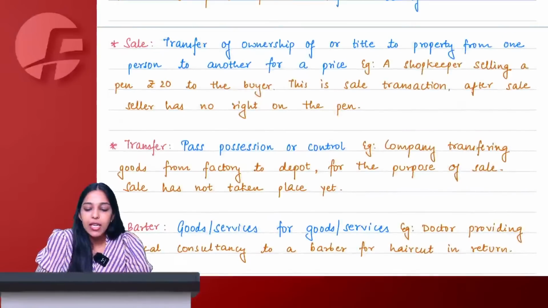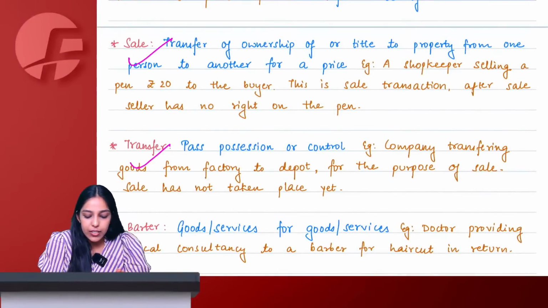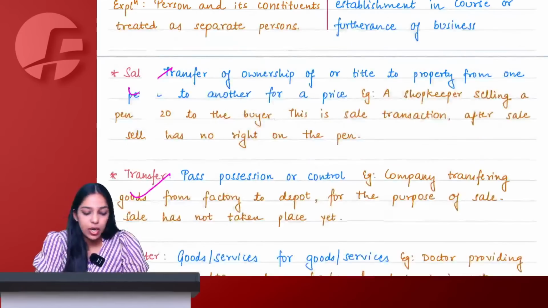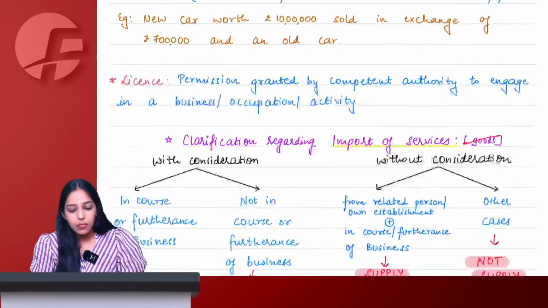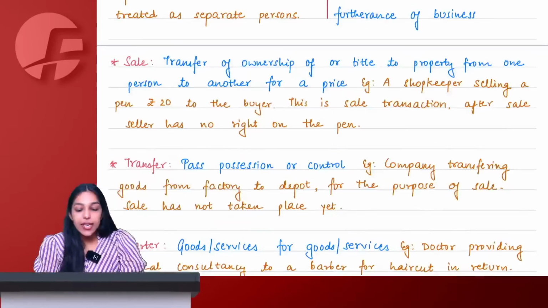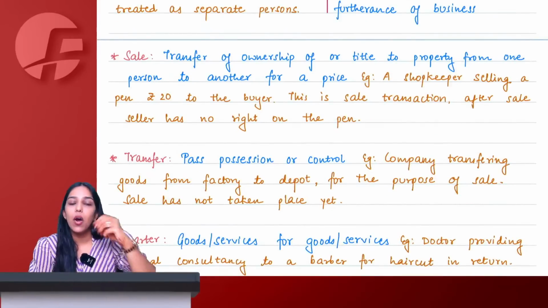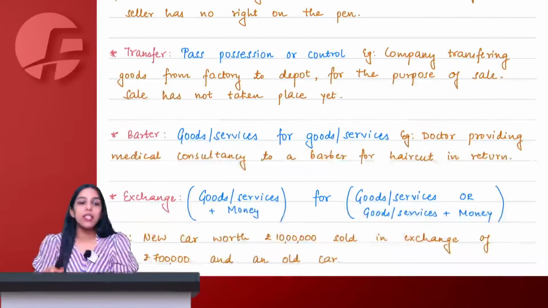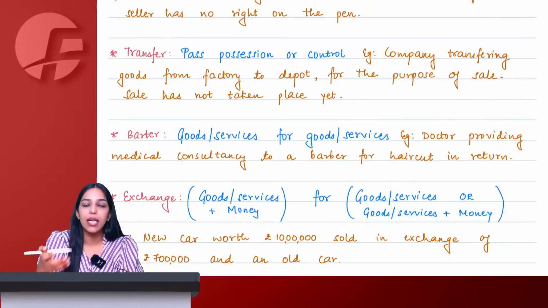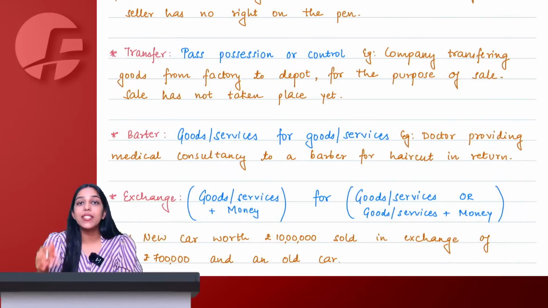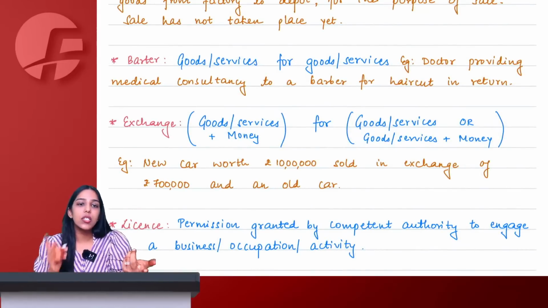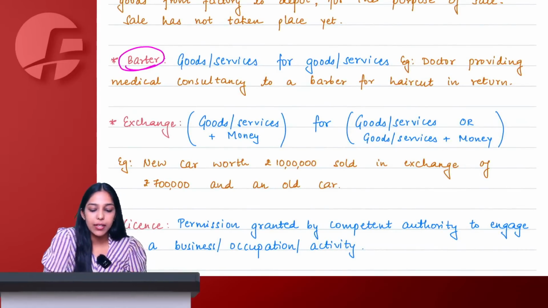Now see, you can self-read what is the meaning of sale, transfer, barter, exchange. This is literal time pass, which I am not doing in revision classes. Okay, chalo, we'll just cover it. Sale simply means if you are giving the title, entire ownership, entire title, it is sale. I am not giving title. I am simply giving these goods for you to use for some time and then give me back. I am giving you possession, I am giving you control. It is a transfer. Barter means exchanging goods or services for goods or services.